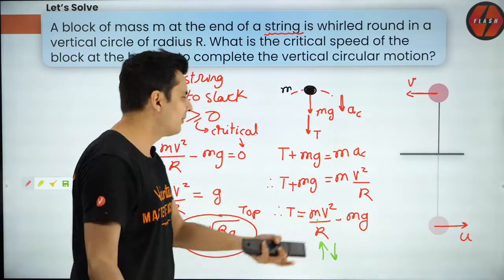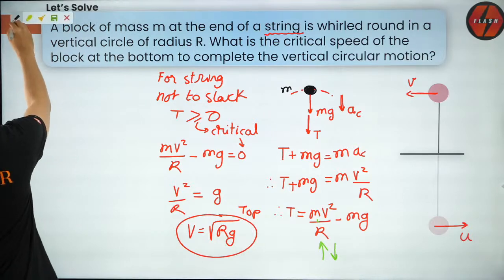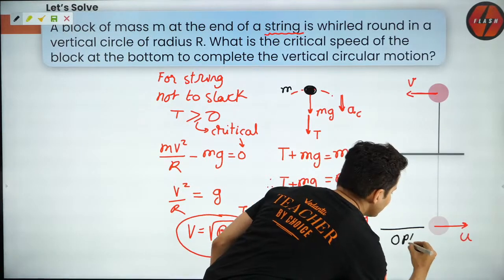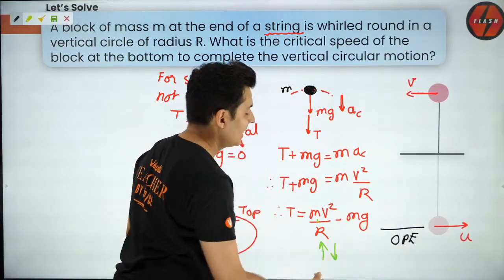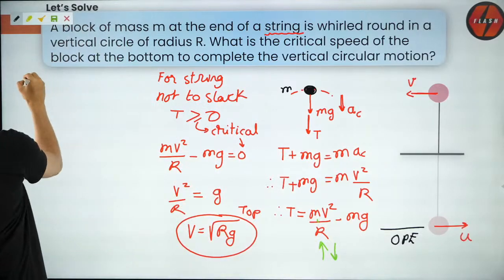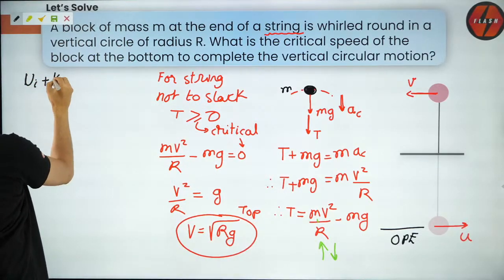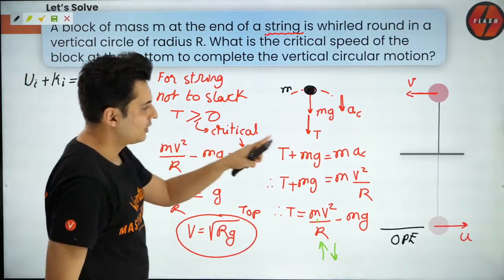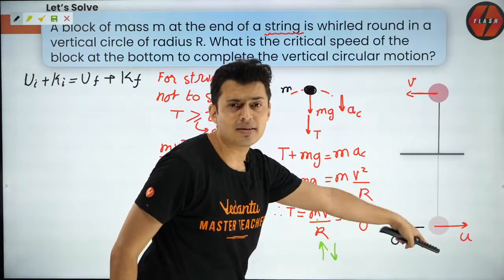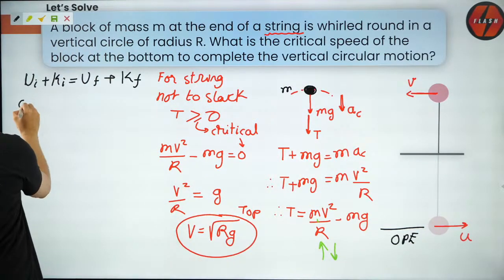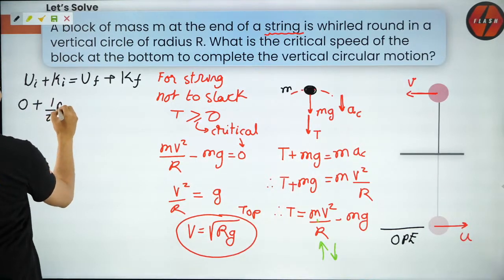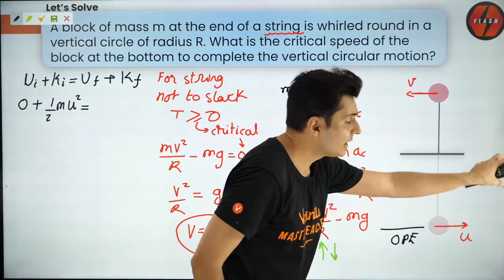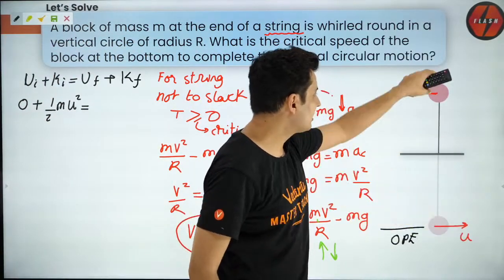So what will you do? Obviously energy conservation, guys. So use energy conservation and you'll get it. So assume that this is zero potential energy, and if this is zero potential energy, let's write it down. Initial potential plus initial kinetic is final potential plus final kinetic. So look at this situation and look at that situation, conserve the energy, you will get the answer. Initial potential is 0, initial kinetic is half mu square.